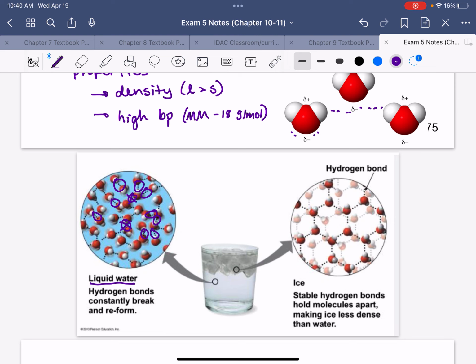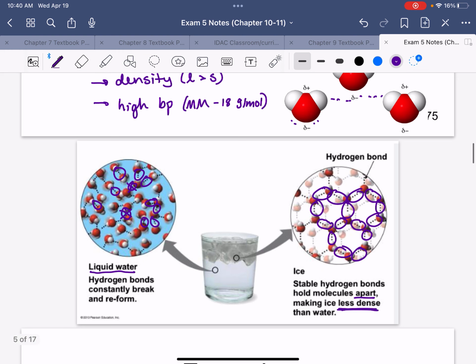However, when we get into ice, you form these really stable, continuous networks of hydrogen bonds that stick around. And so it keeps water in a really organized pattern. And so this pattern is not as condensed, right? And so the pattern, because it's so stable, keeps those water molecules a little bit further apart, making it less dense, which is why ice floats.